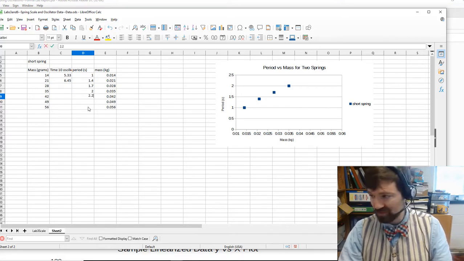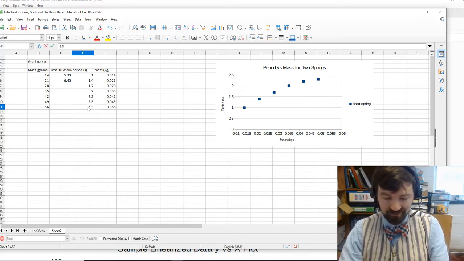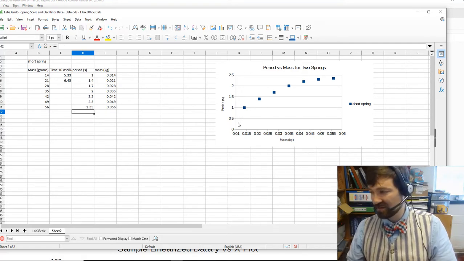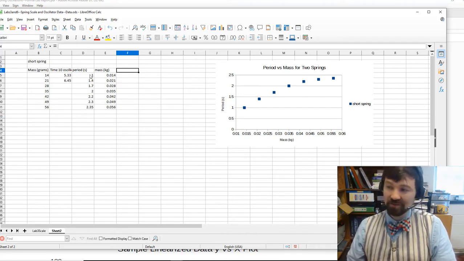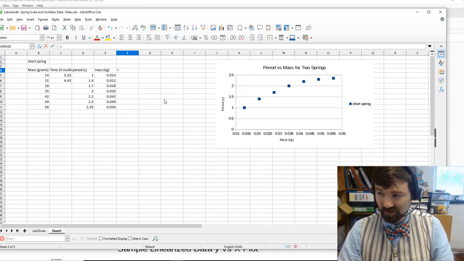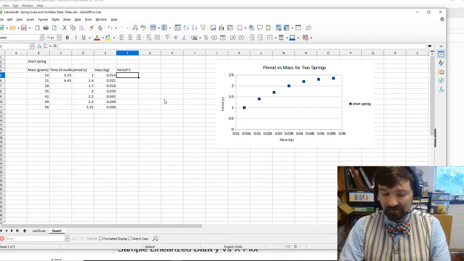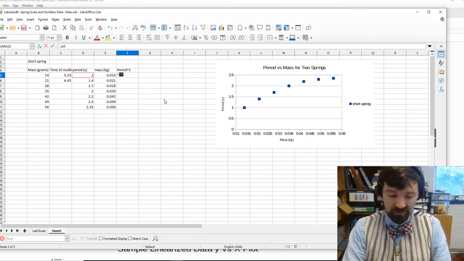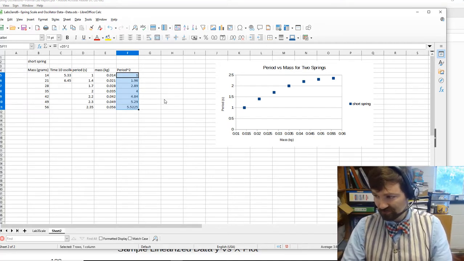Okay, so 2.2, 2.3, 2.35, something like that. So you can see that this is not a very linear graph. And so you can try to linearize it. This is not going to make a perfect line because this is not data that should make a perfect line. But come over here, and let's say we decide to square all the periods. So we'd maybe label this one as period squared. And so you'd basically just say this column squared, and then do that for each one of these.